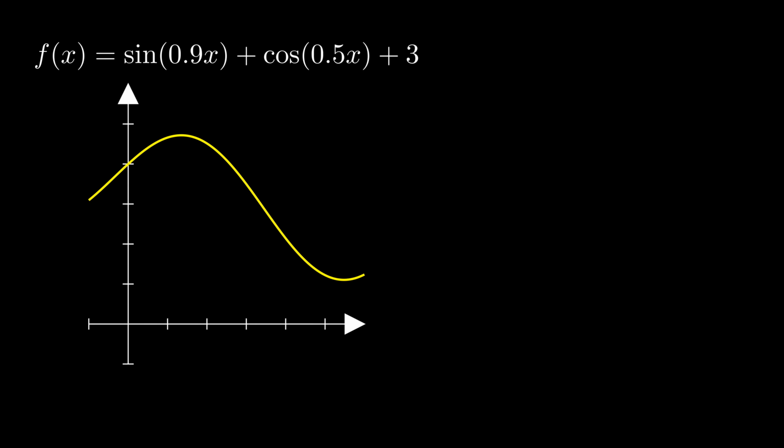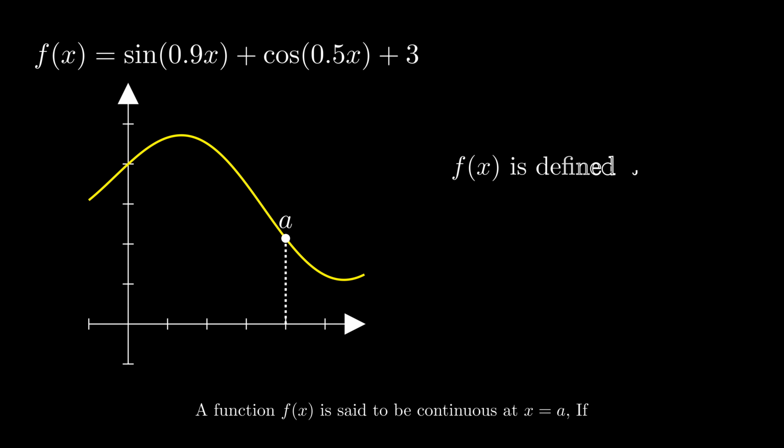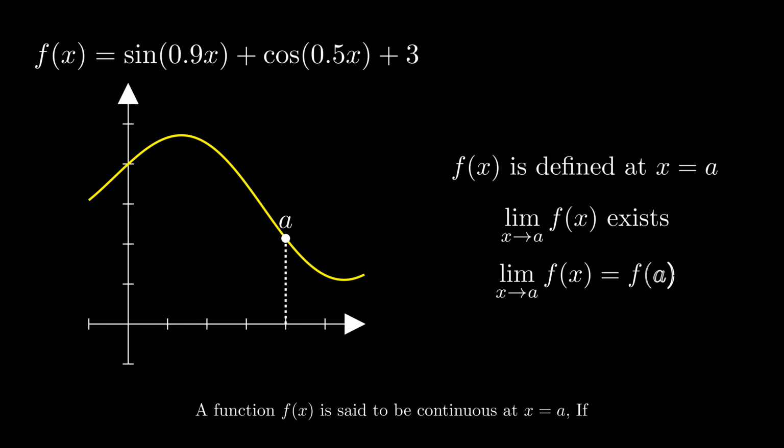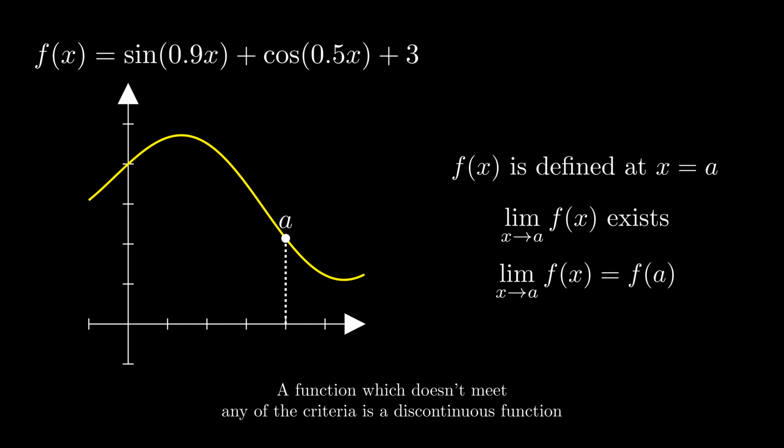A function f of x is said to be continuous at x equals a if f of x is defined at x equals a, the limit of f of x as x approaches a exists, and the limit of f of x as x approaches a equals f of a. A function which doesn't meet any of the criteria is a discontinuous function.